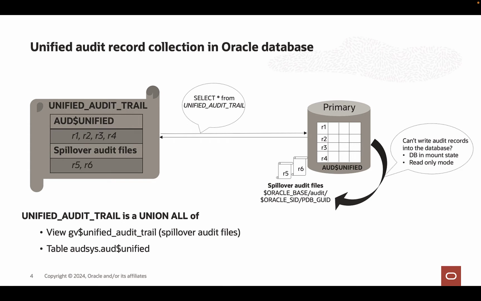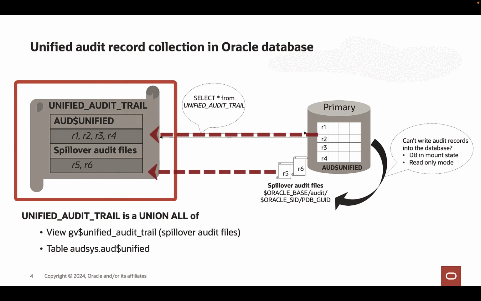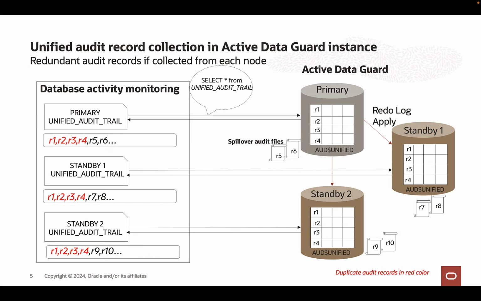The unified audit records are collected using the view UNIFIED_AUDIT_TRAIL, which is in fact a UNION ALL of the database table and the view V$UNIFIED_AUDIT_TRAIL. The audit data of the spillover bin files is presented in the V$ view. So essentially, when UNIFIED_AUDIT_TRAIL is queried, it automatically fetches the audit records from the database table and the spillover bin files. Now consider an Active Data Guard setup with one primary and two standby databases.